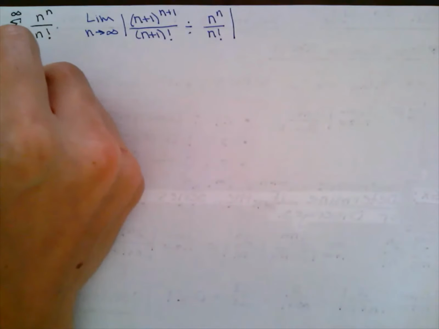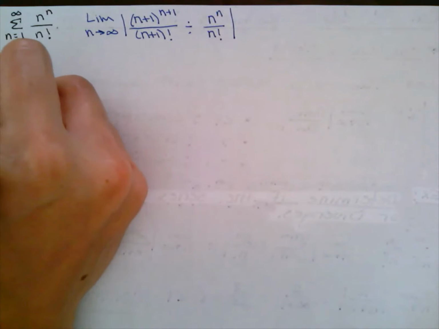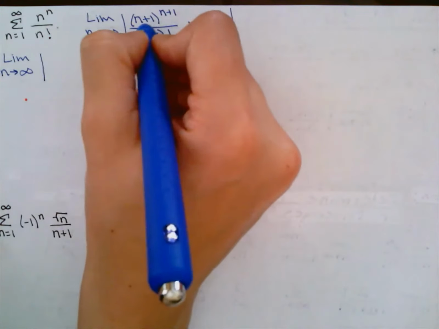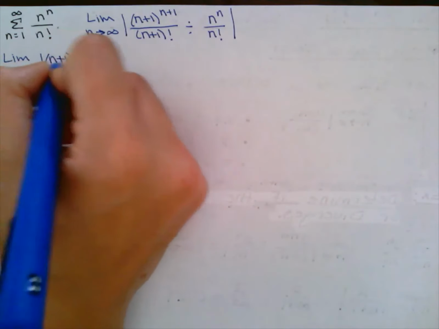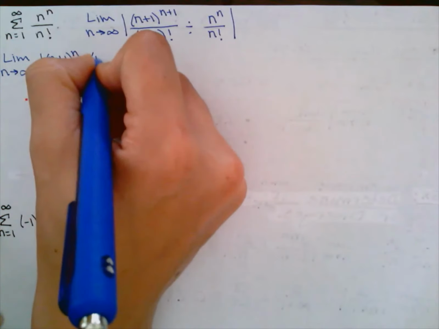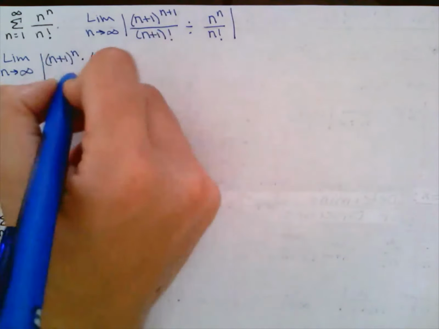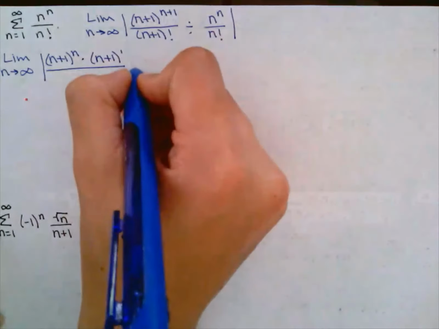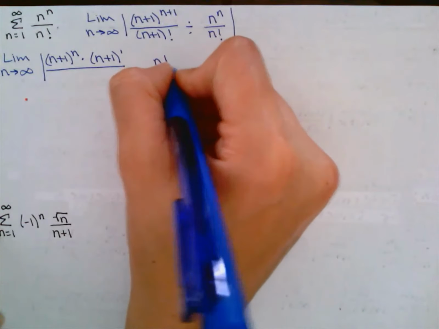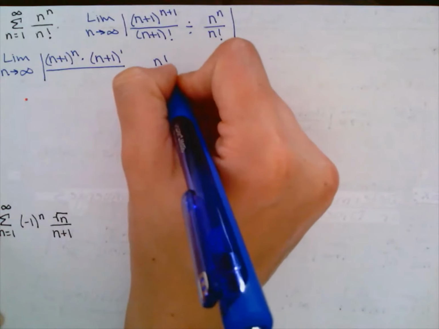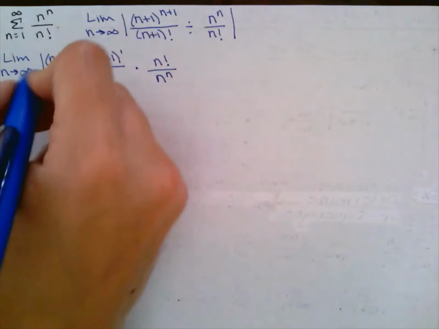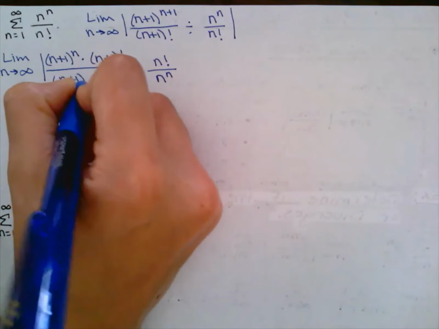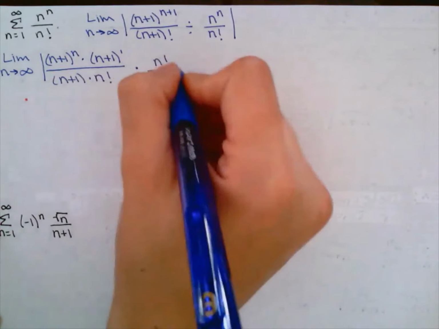I'm moving on to my next step. I'm going to multiply by the reciprocal, my keep, change, flip, and I'm going to start cleaning here. So remember, each of these get that exponent. So I'm going to say n plus 1 raised to the n times n plus 1 to the first. Okay, and remember when I do my keep, change, flip, I'm going to have this n factorial on the top and this n raised to n down here. So this denominator, I want to clean until I can get an n factorial. So I have n plus 1 times n factorial.